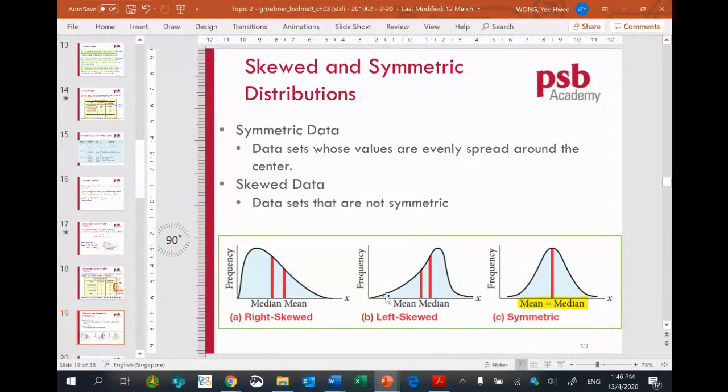Which side it slants, follow the mean. If the mean is on the bigger side towards the right hand side, then it's called right skew. If the mean is on the left hand side, then it's called left skew. So by looking at two numbers, you can know whether the graph is skewed or not skewed. It saves the trouble of drawing graphs. That is a very first step that you can actually make use of. Clear? Right.